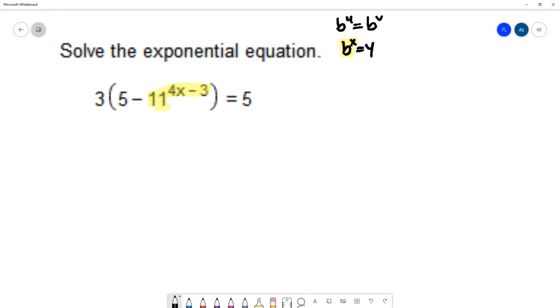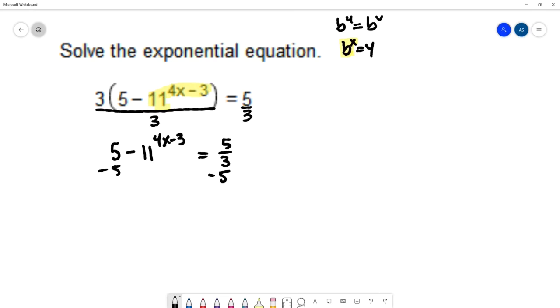So we've got to get rid of that 3. So I would divide by 3 on both sides. That would give 5 minus 11 to the 4x minus 3 equals 5/3. Then I'm still trying to isolate, so I would subtract 5 on both sides. That's negative 11 to the 4x minus 3.